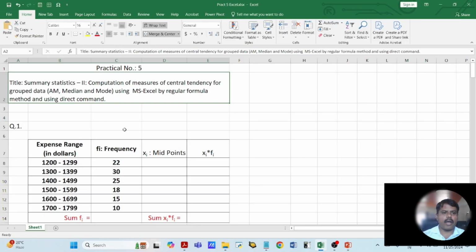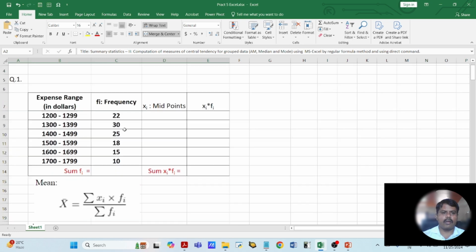So this is the practical number 5 and we have a frequency distribution of expense range and corresponding frequencies, and we have to use the formula method to find mean, median and mode. So let's first look for mean, that is arithmetic mean. So what is the formula for mean?